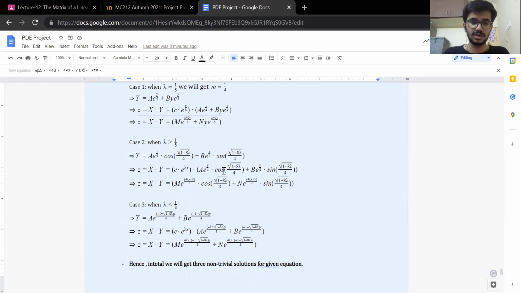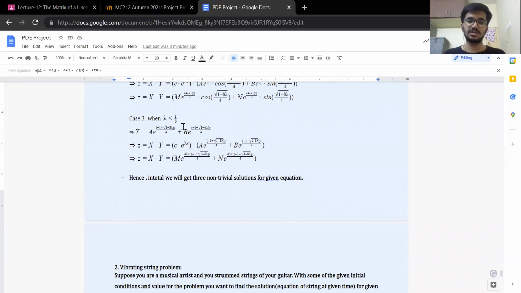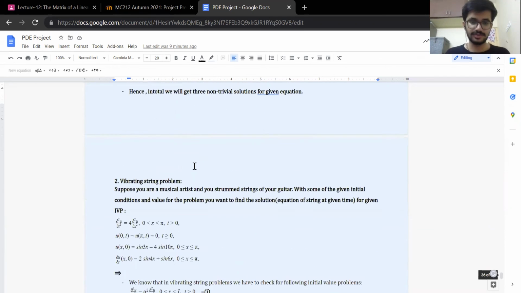So we just did this multiplying, and there is another condition where λ was less than 1/8. So it will be in the real part. So we get 2m, one with the positive sign and one with the negative sign: (−1 + √(1 − 8λ))y and (−1 − √(1 − 8λ))y by 4. We just did the same thing. So in total, we got 3 equations, like 3 non-trivial solutions for our given equation, so the equation would be satisfied with this.